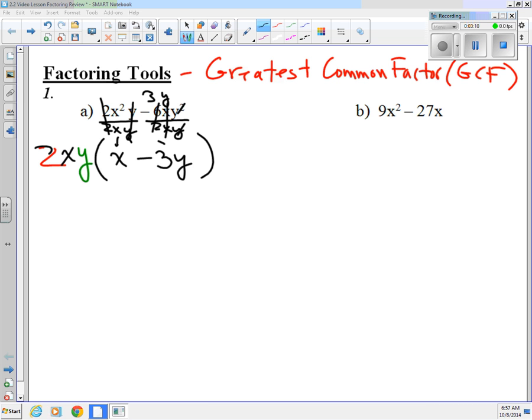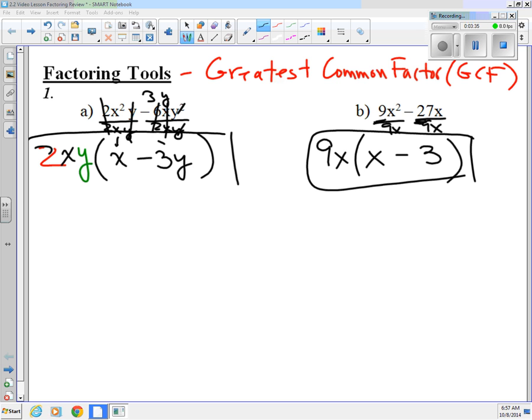All right, just quickly, let's do another one. I have 9x squared minus 27x. I'm looking for my GCF. The GCF of 9 and 27 is 9. And then the GCF of x squared and x is just x. So my GCF is 9x. I'll just do the division method. It's a little easier in some sense. 9x squared divided by 9x is x. 27x divided by 9x is 3. So that would be my factored form. Remember, the word factor means things that multiply to something else. So that's what's happening here.